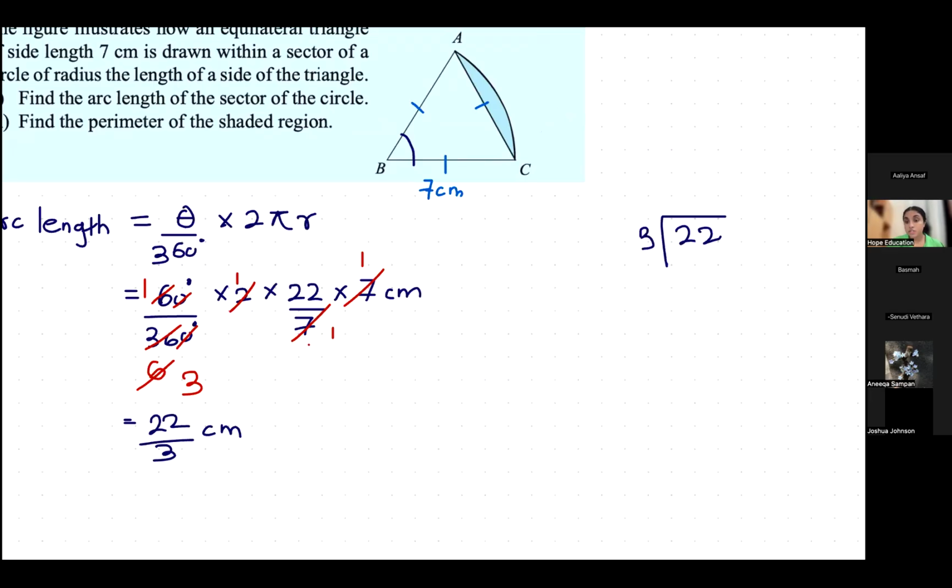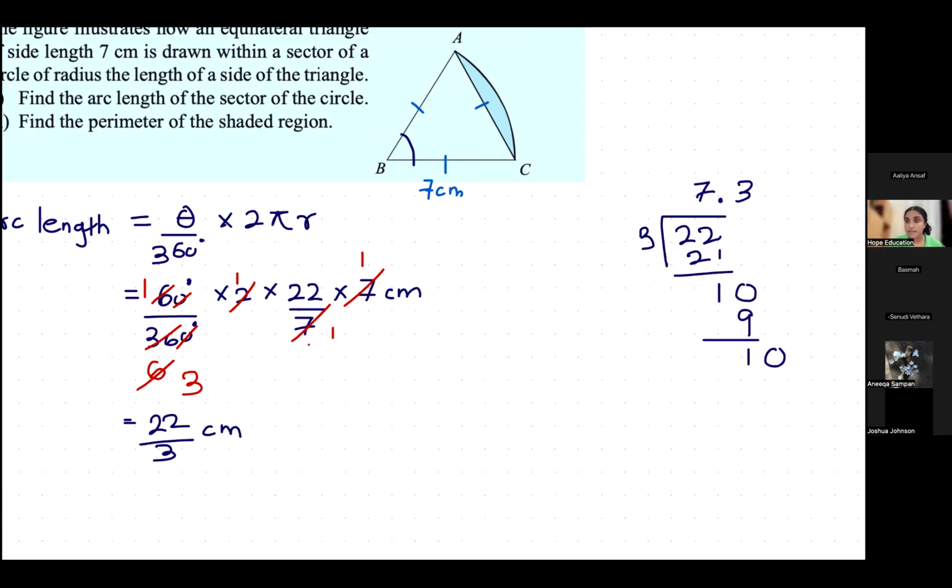3 times 7 is 21. 22 minus 21 means 1 remaining. I put a 0 here. If I put a 0, I have to put a decimal point here. Then 3 times 3 is 9. 1 remaining. Again, I put a 0.